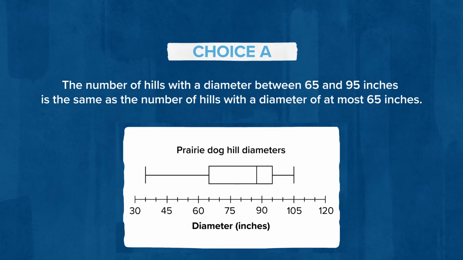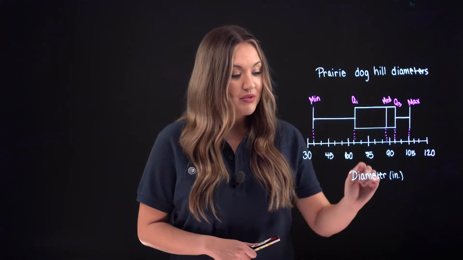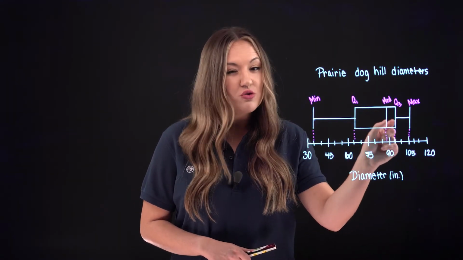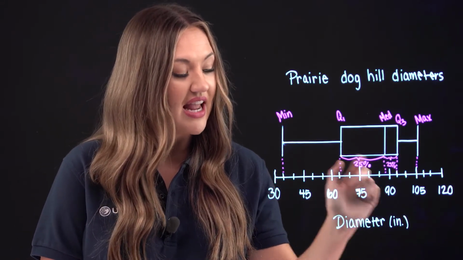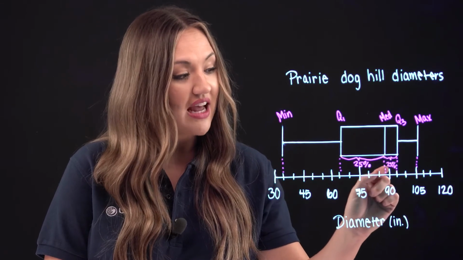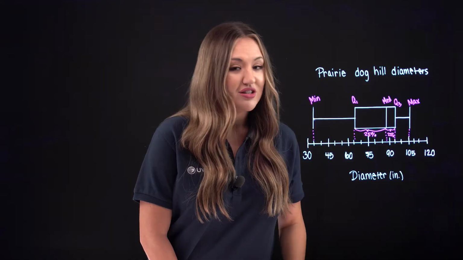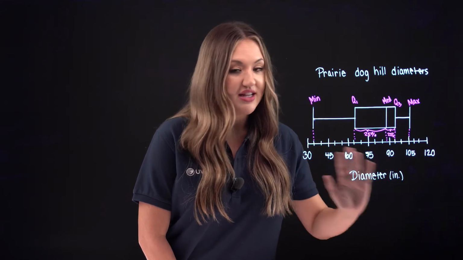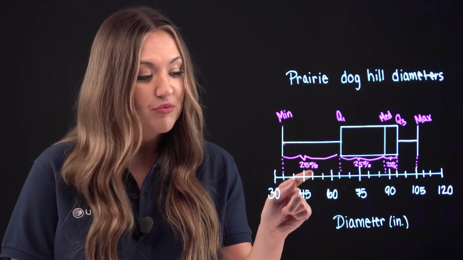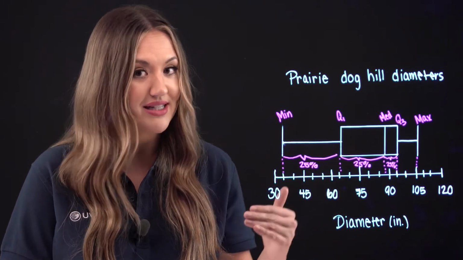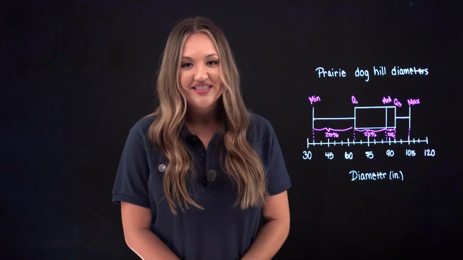Choice A, the number of hills with a diameter between 65 and 95 inches is the same as the number of hills with a diameter of at most 65 inches. So let's take a look at this. We can see that between 65 and 95, there are 2 sections of the box plot. So there's about 25% of the data values between 65 and 87, and about 25% of the data values between 87 and 95. So that means about 50% of all the data values fall between 65 and 95. On the other hand, there's only about 25% of the data values that fall below 65. So that means that choice A is incorrect.